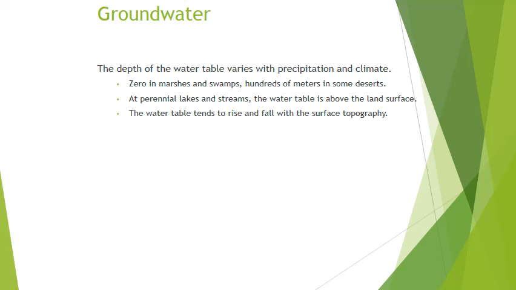So as is mentioned in this slide, the depth of the water table does vary. It depends upon your precipitation, your climate. You can go through dry periods where your water table drops and drops and drops. It does depend on the surface topography. And if you do have lakes and streams, ponds, that's typically an area where the land is low enough that the water table is actually above the land surface. But as was mentioned, where your groundwater is also depends upon who's drawing from it. So another very famous area of groundwater is called the Ogallala Aquifer.